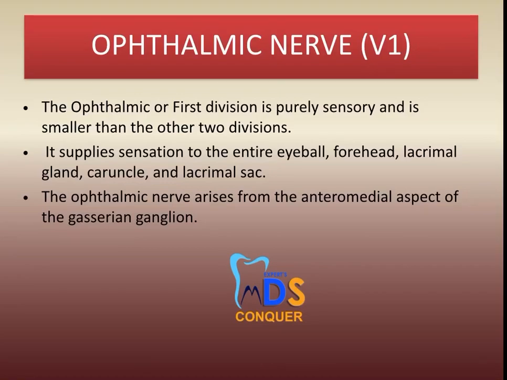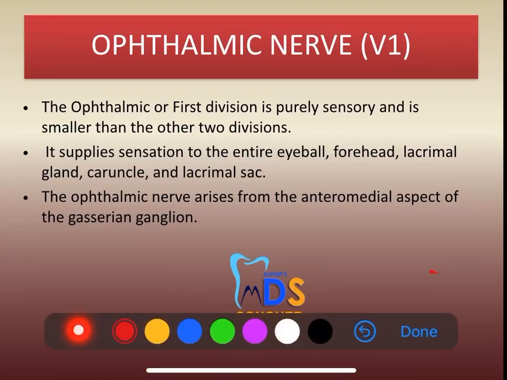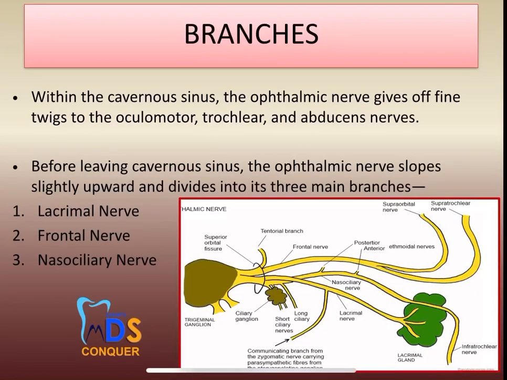After writing the Gasserian ganglion, if the Gasserian ganglion individually comes as a question, then again you can write these nerves, because you can write that this ophthalmic nerve arises from the anteromedial aspect of the Gasserian ganglion. So, like that you can extend your answer. So, this point will be fetching there again. Okay, the branches of the ophthalmic nerve are these three, that is lacrimal, the frontal and the nasociliary.